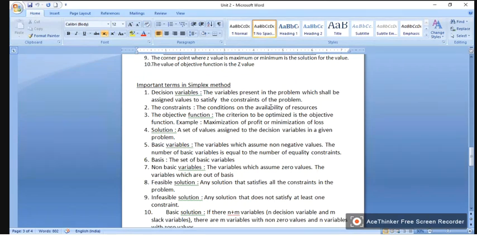Next. The constraints: the conditions on the availability of resources. So in the case of the crop allocation problem, what are the resources?